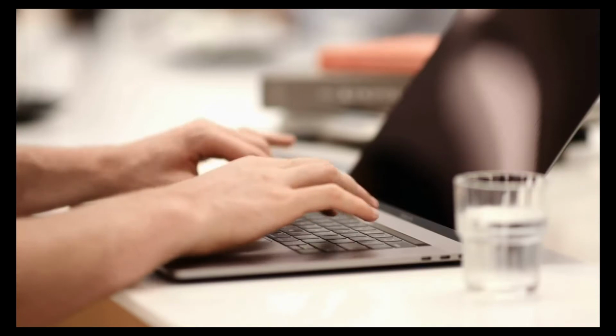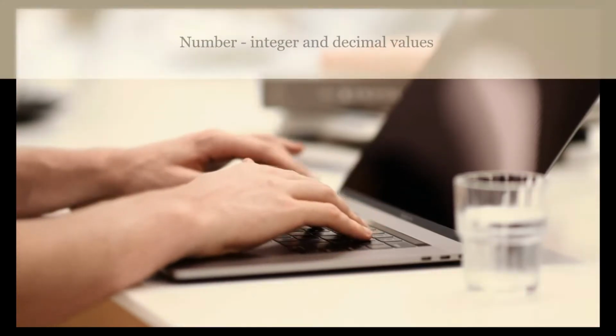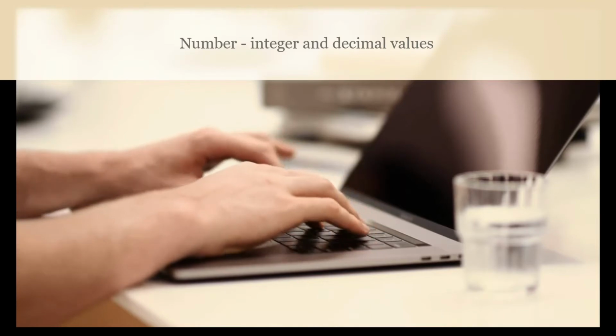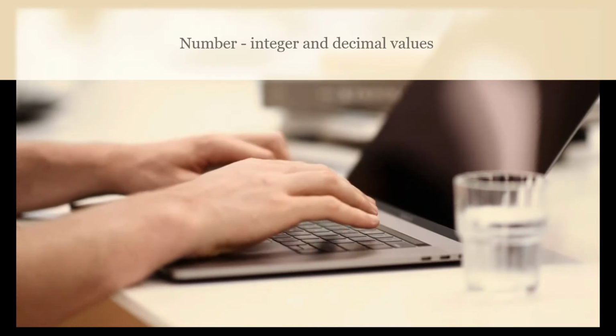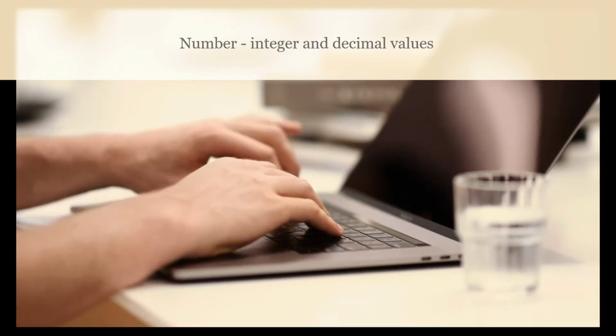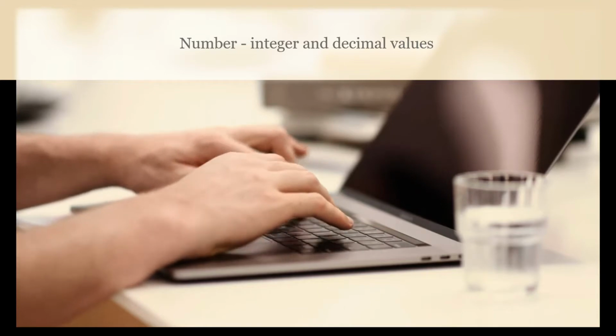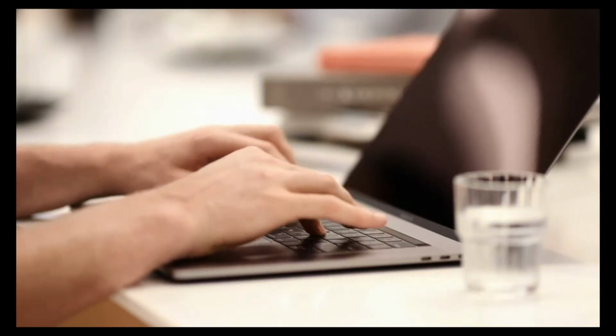But in Java, these values are more specifically defined. A number can be divided into integer and decimal number. An integer is a number which varies from negative infinity to positive infinity. Decimal number means they have decimal points in them.